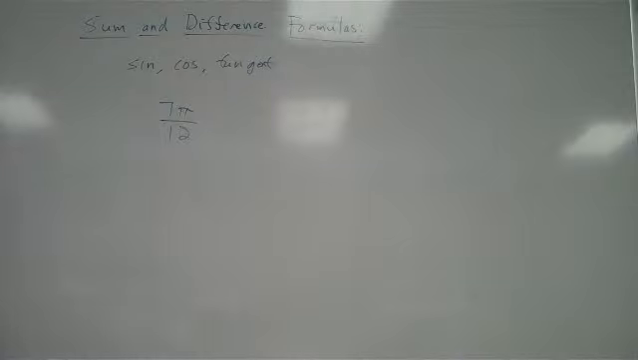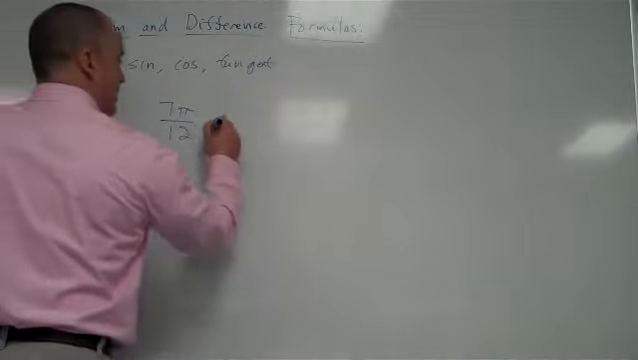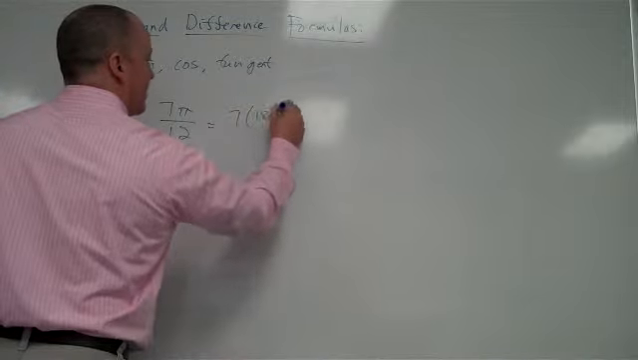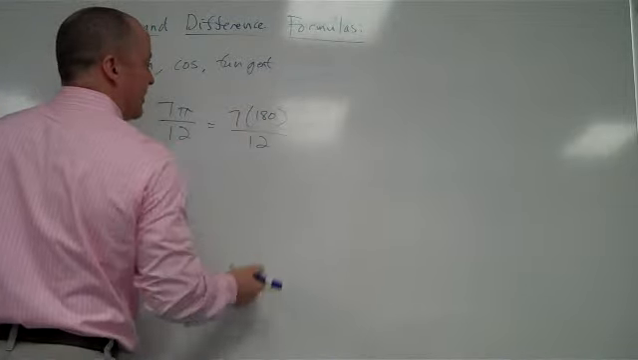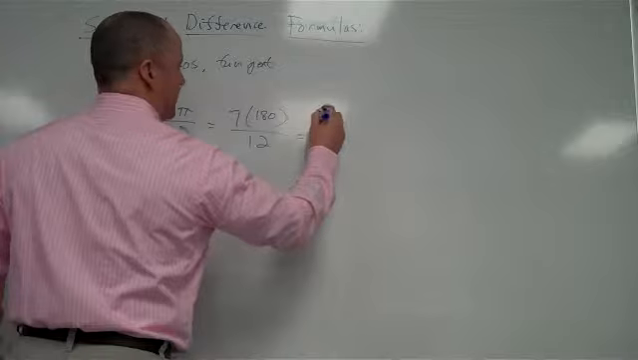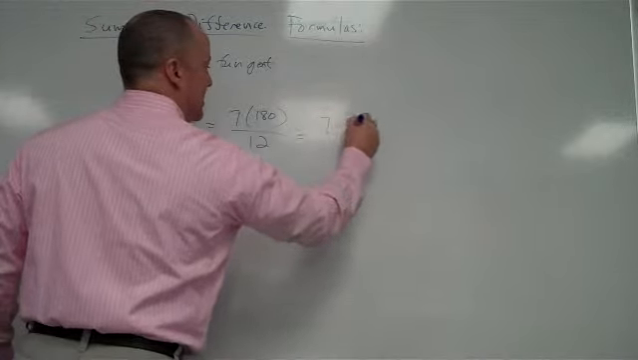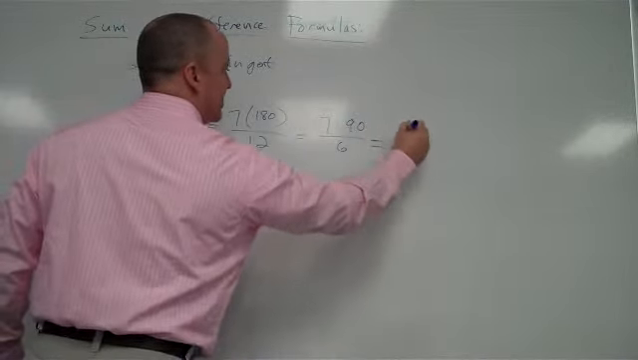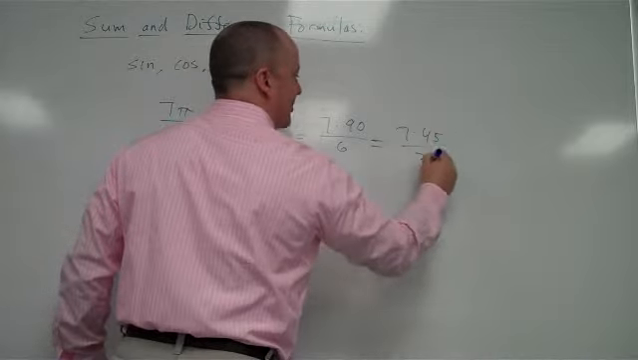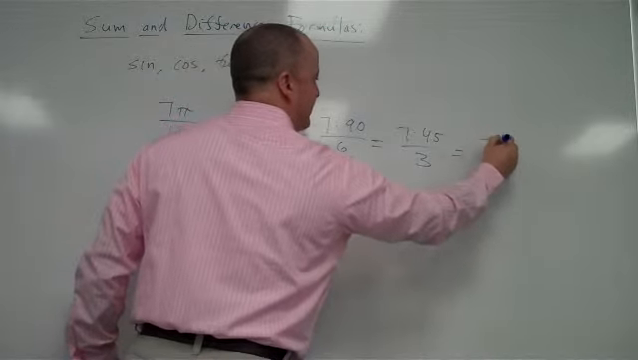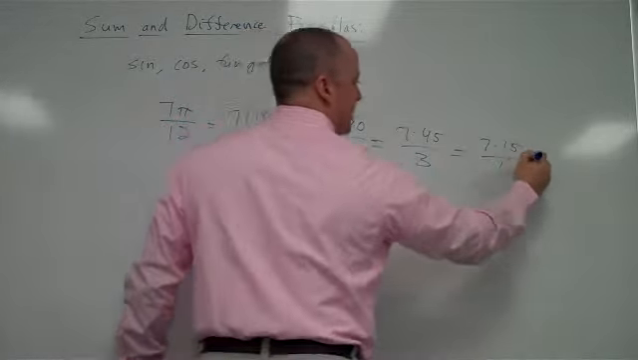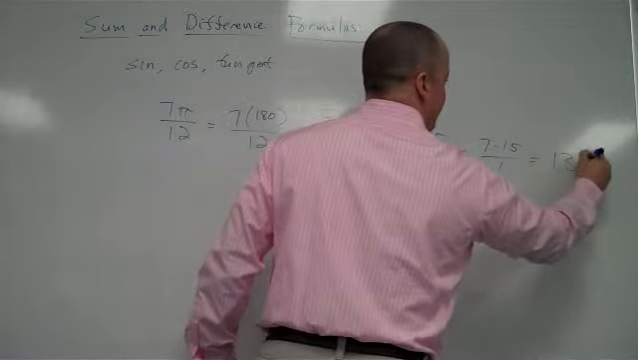So what would you do? 7 times 180. Yeah, you guys want to change it to degrees right away. 7 times 180 over 12. Looks like you wrote fungent. It does. So that's 7 times 90 over 6, which is 7 times 45 over 3, which is 7 times 15 over 1, which is 135 degrees.